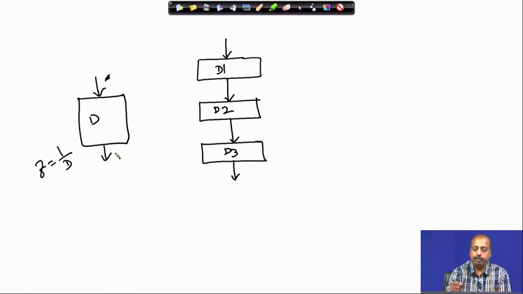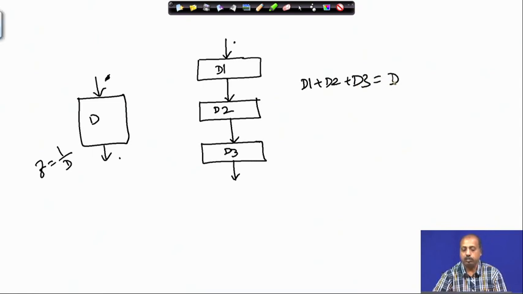On the other hand, if I do an implementation like this, the individual module delays are D1, D2 and D3. The first data item will see a total delay of D1 plus D2 plus D3, which is equal to D. But when this first data item has reached the second module, the second data item can be fed here, and after some time the first data item will reach the third stage of processing. Then this will be doing the second one and this will be doing the third data item.